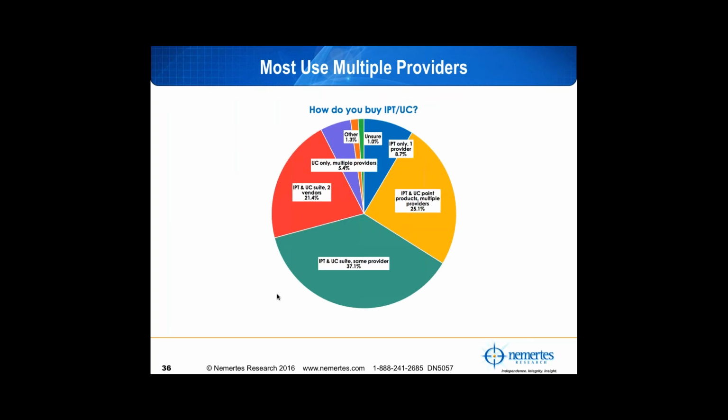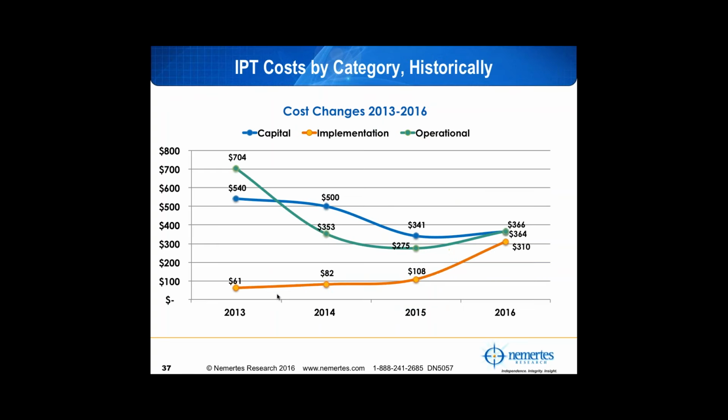So right now, most organizations, if you look at the red and the gold slices of the pie, most are still using multiple providers. But really, the goal is to get to that green slice, which has increased. That piece of the pie is getting bigger, using the same provider for IP telephony and UC. About 37% of companies are doing that right now. And the reason more want to do that is just to get rid of the integration headaches. So that's really what we see right now as to how they're buying and what they're doing.